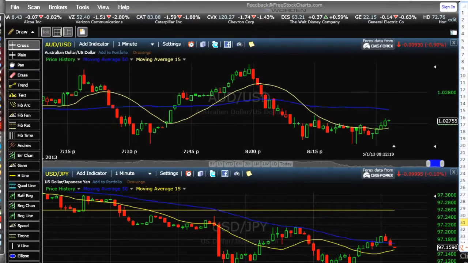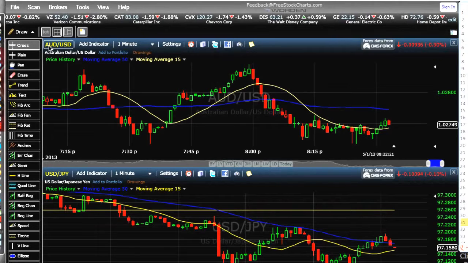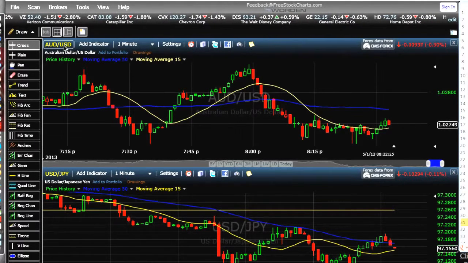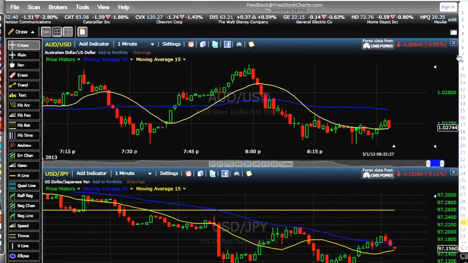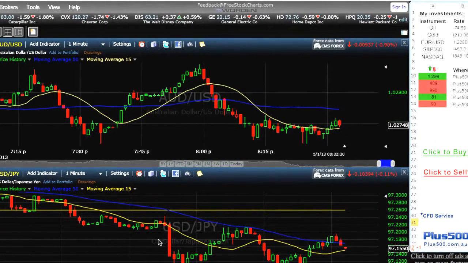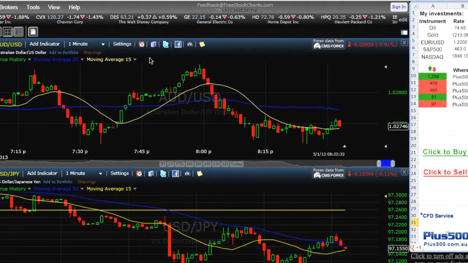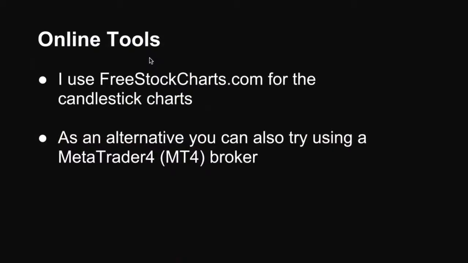So freestockcharts.com. Right here I've got the AUD USD charts in the top window and the USD Japanese currency pair in the bottom window. As an alternative, you can also try using a MetaTrader 4 or MT4 broker. These are popular in Forex brokers. Generally, you need to be on a Windows-based platform as it's like a downloadable program. If you're using a Mac, you're going to have to use a web-based stock chart.